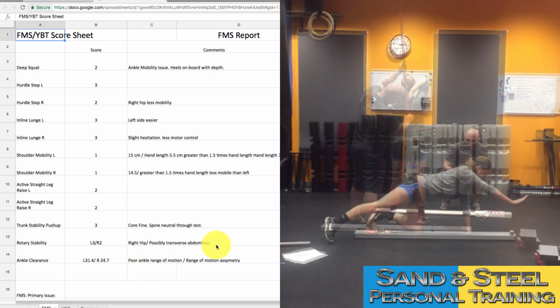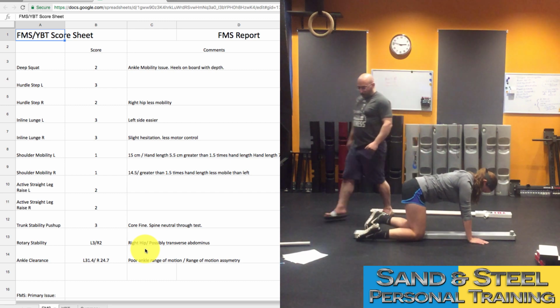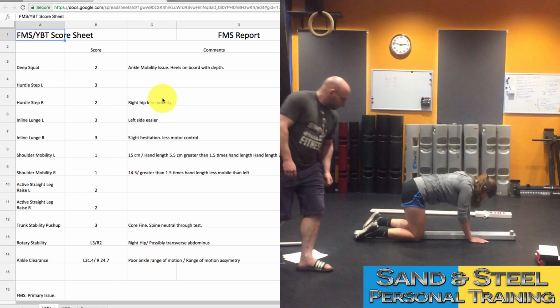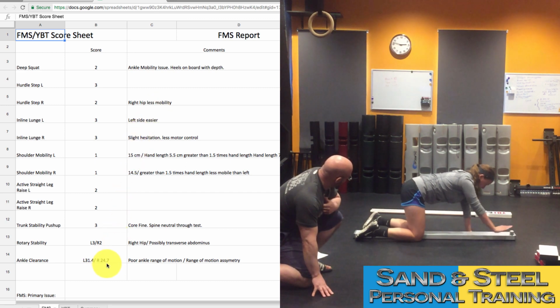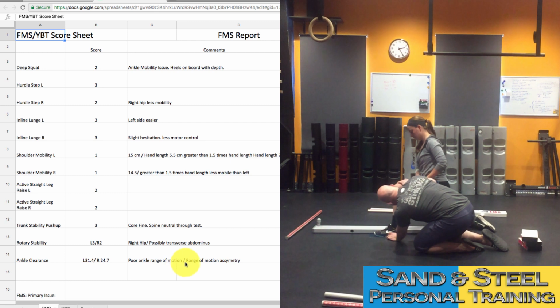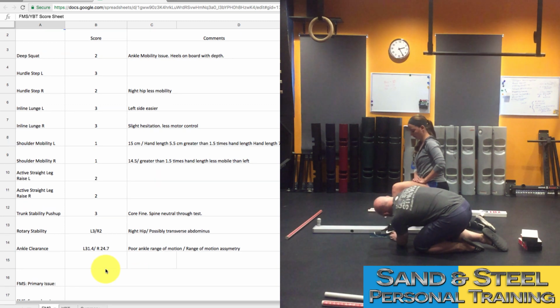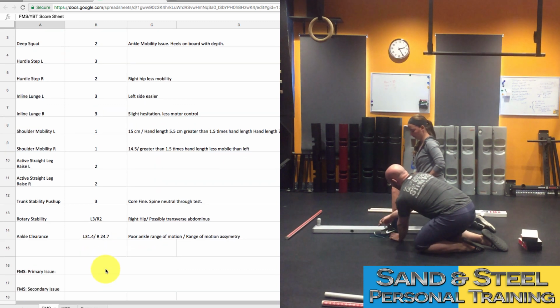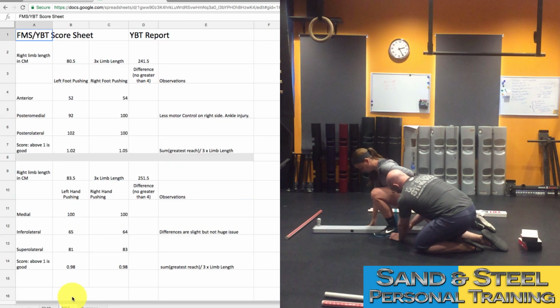As we observe the rotary stability, we can also see an issue with motor control from the right hip and the transverse abdominis. This correlates with previous testing in the hurdle step test. As we look at the results of the ankle clearance assessment, we can see poor range of motion on both feet with a significant asymmetry on the right side. The lack of mobility in this joint is undoubtedly the source of the asymmetries with the right hip and stabilization.